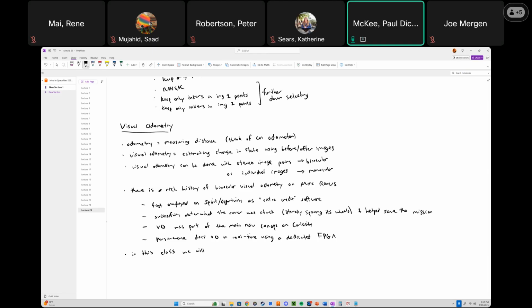In this class, we will focus on monocular visual odometry. And this would basically be an orbiting spacecraft looking at the ground.